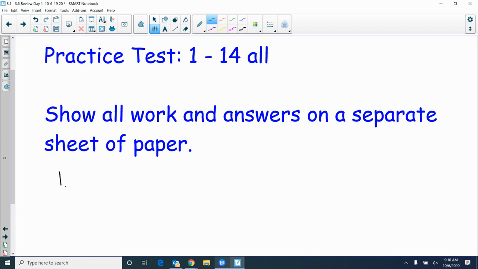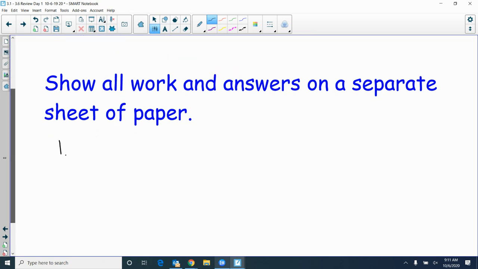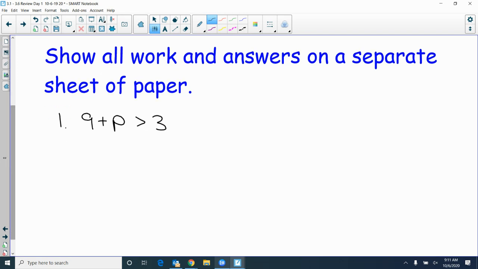You know how to do this one, but it's just presented in a little bit different manner, so sometimes it throws people off. It says, describe the solution of 9 plus p is greater than 3 in words. So you gotta write a sentence, but you really wanna solve it first. What do I do to get p by itself? I would actually subtract 9.